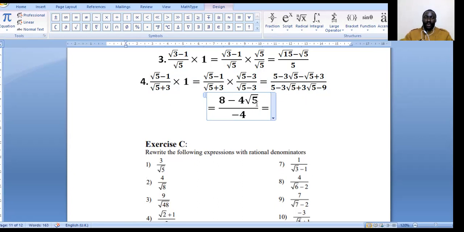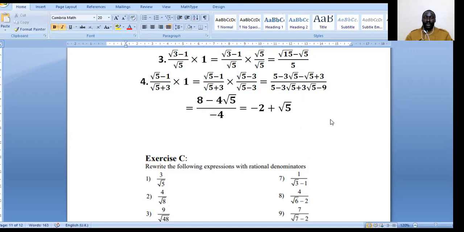So yes, we just want to simplify that and we get done. Yes, we can simplify. We divide this by all that. When we do that division, what are we going to have? Well, negative 2, because 8 divided by negative 4 is negative 2. Negative 2 plus what? This is going to be 4 divided by 4 is 1. So it's going to be square root of 5. Yes, and that is going to be the answer to our question.